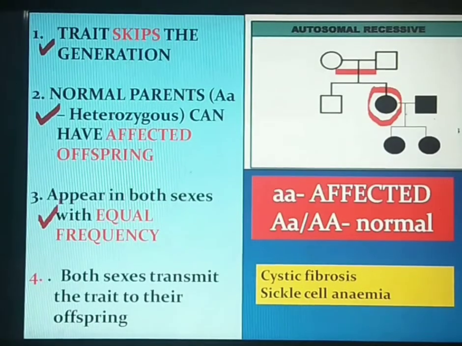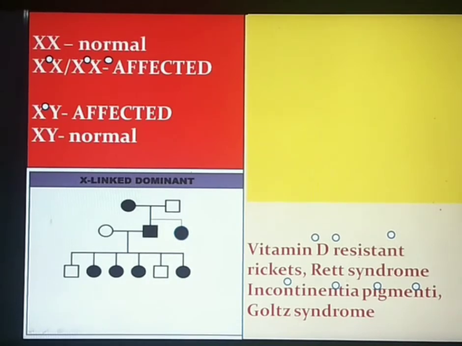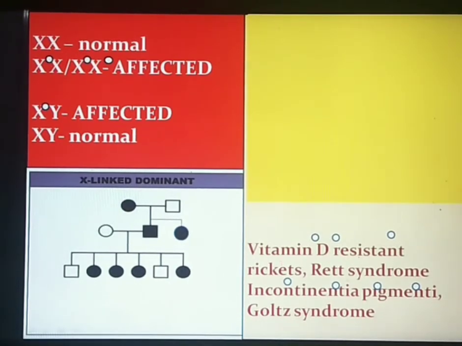The third one is X-linked dominant. Again we'll recall, XX is the normal one. A heterozygous female or homozygous female having the trait on the X chromosome is an affected female, since it is dominant. Then X with the trait and Y chromosome, the males are affected, whereas XY are the normal males. The diseases are vitamin D resistant rickets, Rett syndrome, then incontinentia pigmenti or Goltz syndrome.